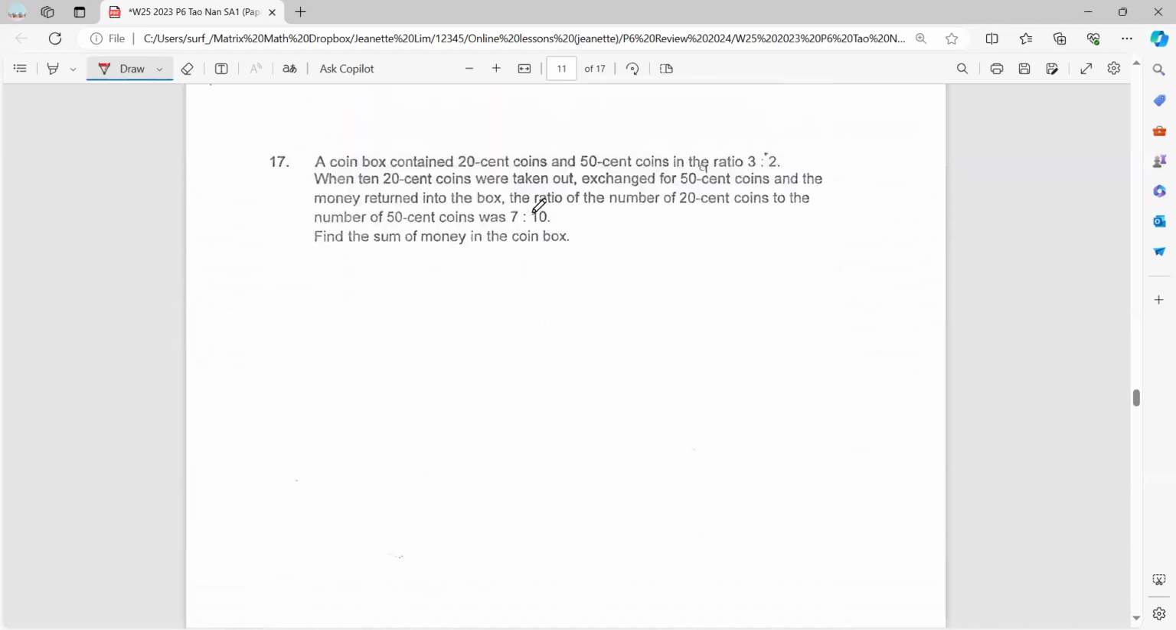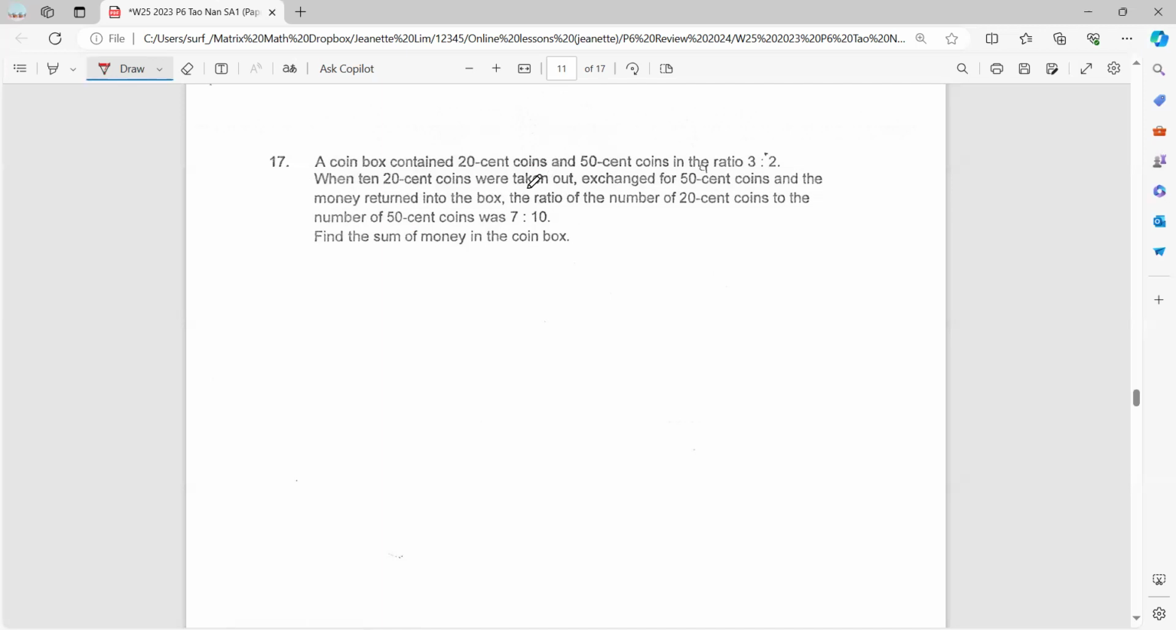Question 17. A coin box contained 20-cent coins and 50-cent coins in the ratio 3:2. When 10 20-cent coins were taken out, exchanged for 50-cent coins, and the money returned into the box, the ratio became 7:10. Find the sum of money in the coin box. Now, the sum of money in the coin box doesn't change. It is the number of coins that changes.